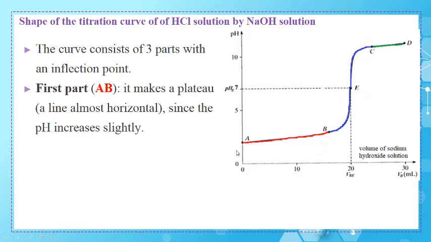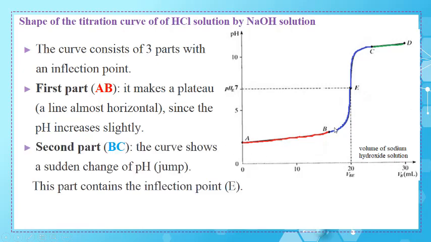Why? Because the pH here varies really slightly. Now the second part, BC, as you can see, the curve shows what we call a sudden jump of the pH. It means that in just the addition of one drop of base, the pH, for example, varies from a value of, I don't know, 3 maybe, to become directly 7. This is what we call a jump.